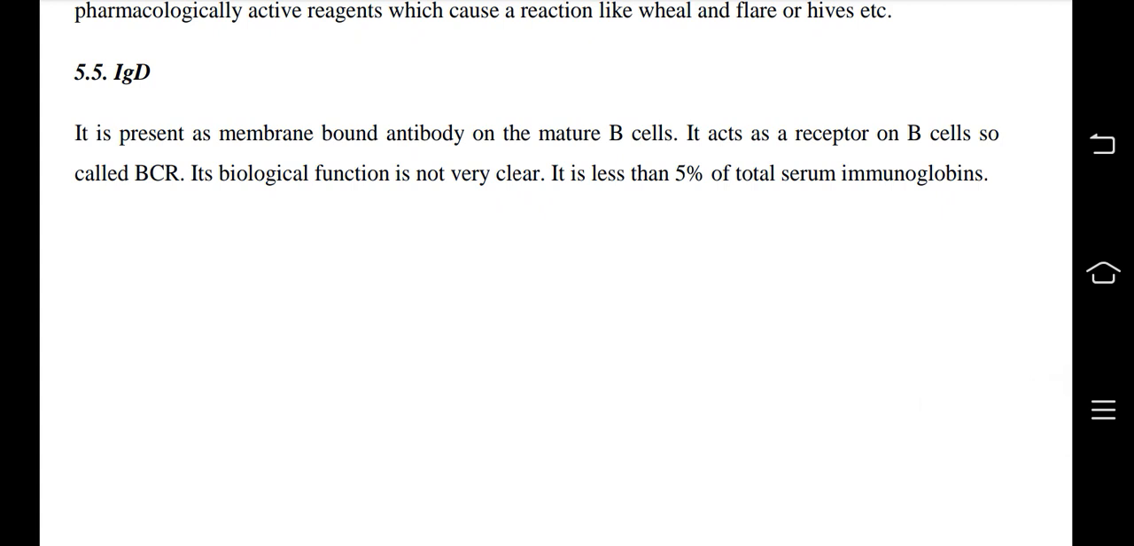IgD is present as membrane-bound antibody on mature B cells. It acts as a receptor on B cells, the so-called BCR. Its biological function is not very clear. It is less than 5% of total serum immunoglobulin. So I guess IgD is always open for research. We must research this topic to find its biological function.